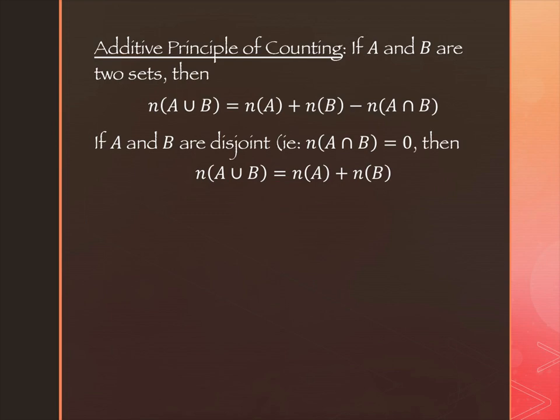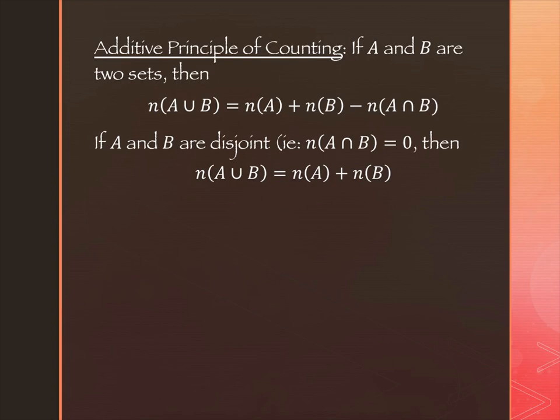So the additive principle of counting says if A and B are 2 sets, the number of items in A union B is the number of items in A plus the number of items in B minus the number of items in A intersect B, which you've seen before. That's not why I'm saying it's easy, but you have seen this before. We did this in set theory in chapter 2.